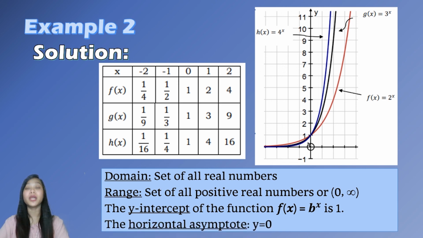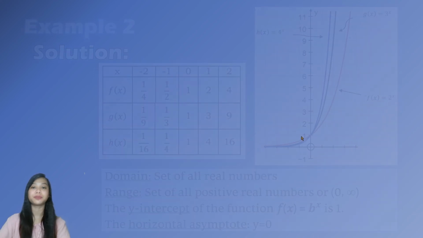And the horizontal asymptote is y equals 0 rather. So meaning that the three curves, these three graphs, will approach the x-axis, but will never touch it. So that is our horizontal asymptote. That's it for example number 2.